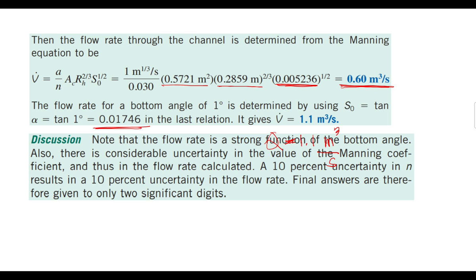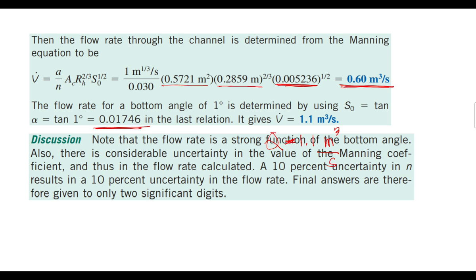And also there is a considerable uncertainty in the value of Manning's coefficient. So Manning's coefficient n, if you look at the note of the table, is 20% uncertain, so plus and minus 10% uncertain. So it can be 10% bigger or 10% smaller. So there's a 10% uncertainty in the flow rate. So final answers are therefore given to only two significant digits.